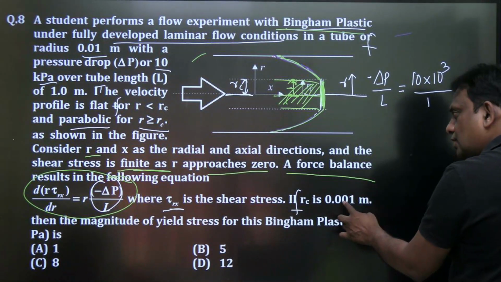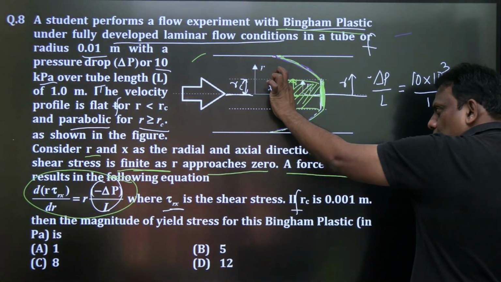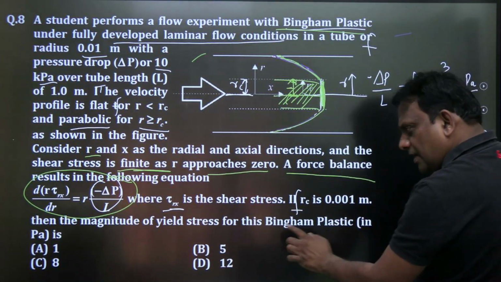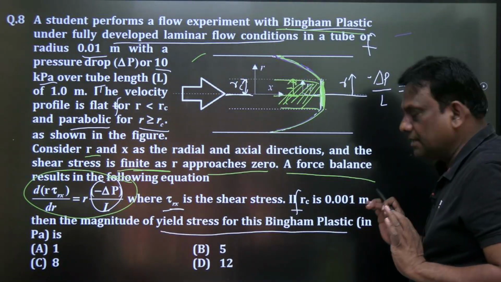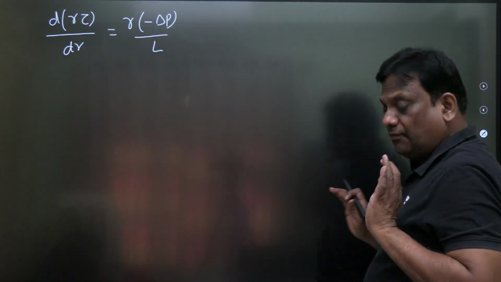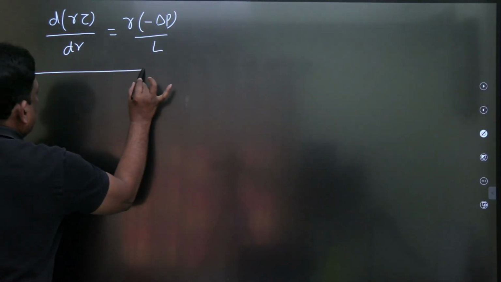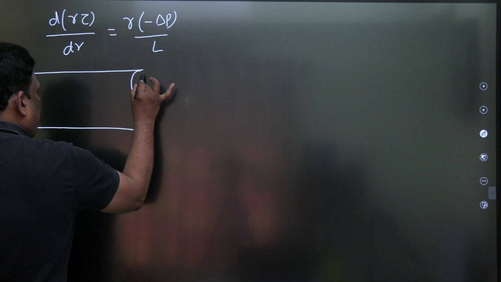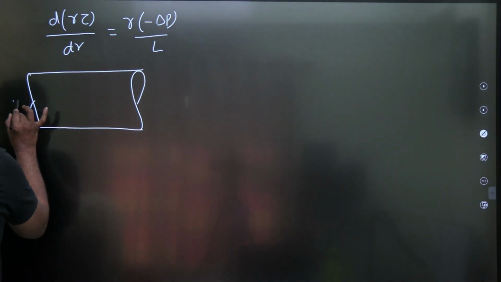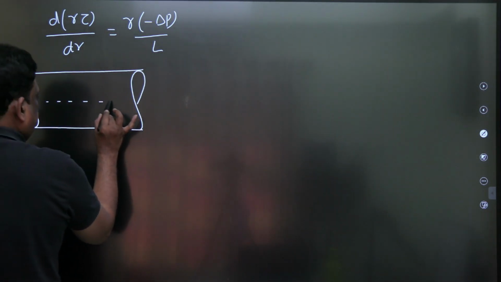And if rc is 0.001, he is talking about this value being 0.001. What is the magnitude of yield shear for this Bingham plastic? So let me explain. This is a very good question. See, actually what is happening, this is the pipe. Let me explain the problem. Try to understand the problem. Now this is the central line.